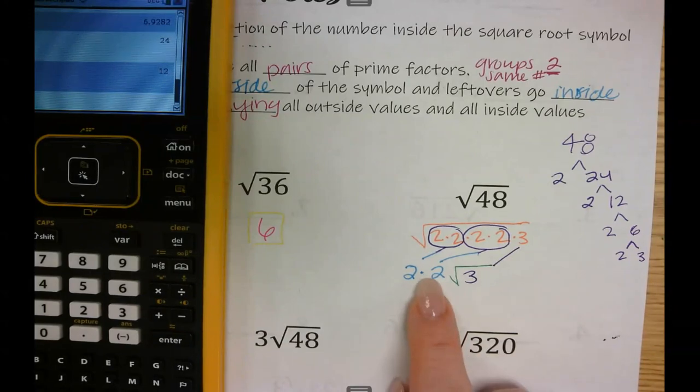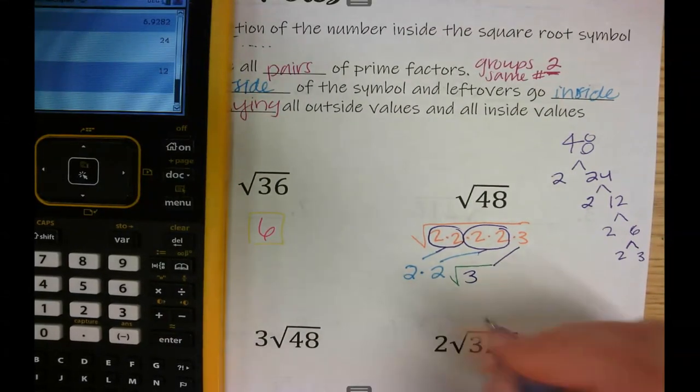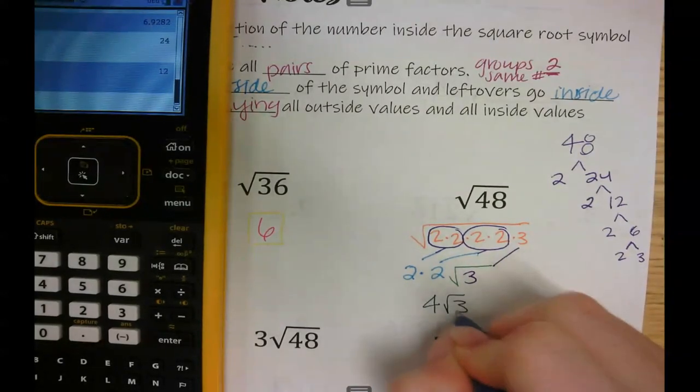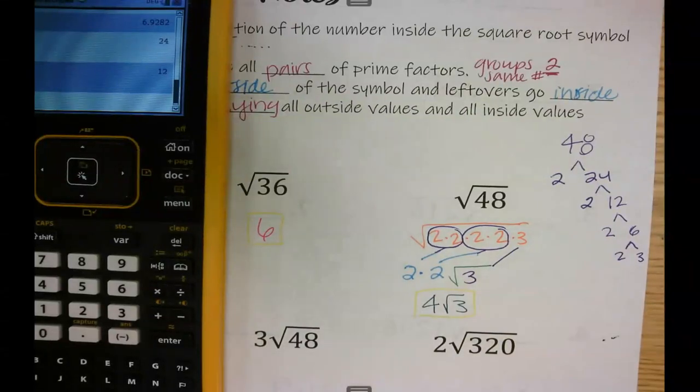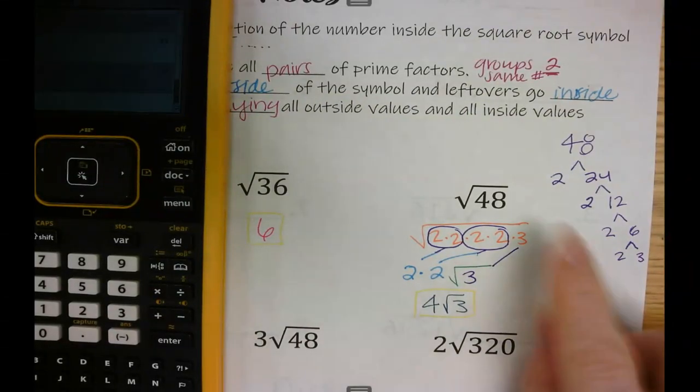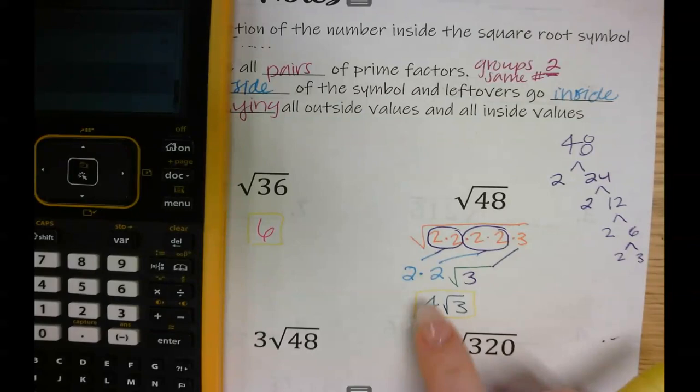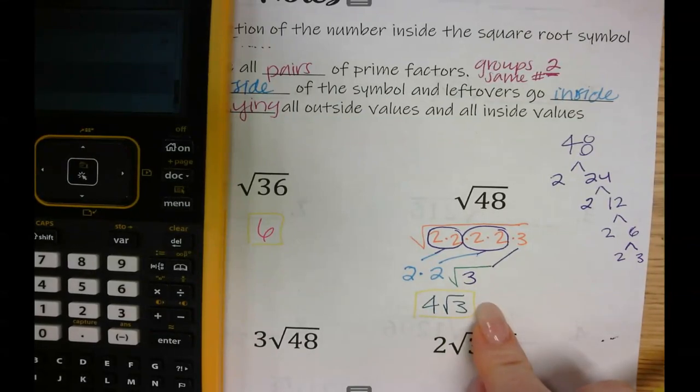So my last step is I want to go ahead and multiply these. So 2 times 2 is 4, square root of 3. So the simplified version of the square root of 48 is 4 square root of 3.